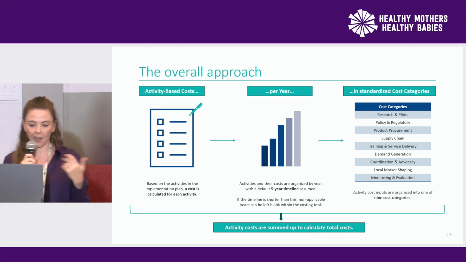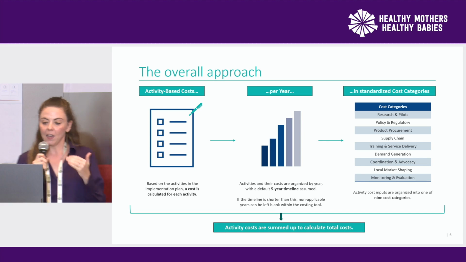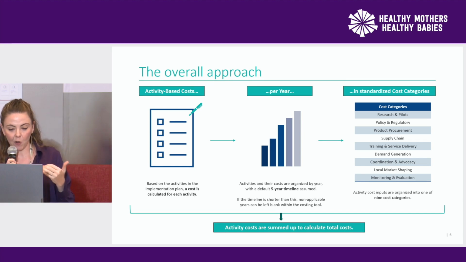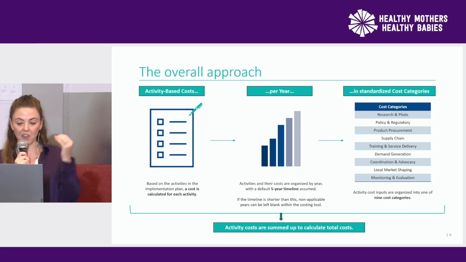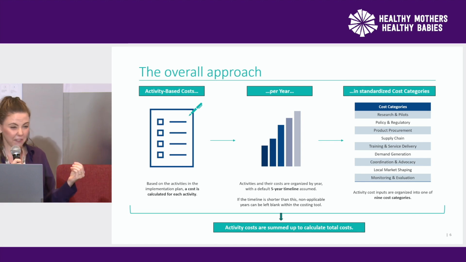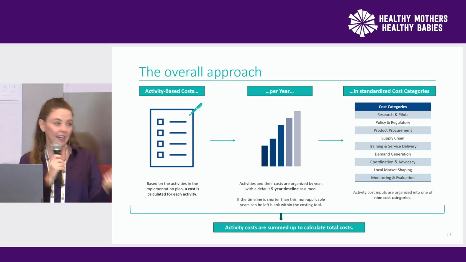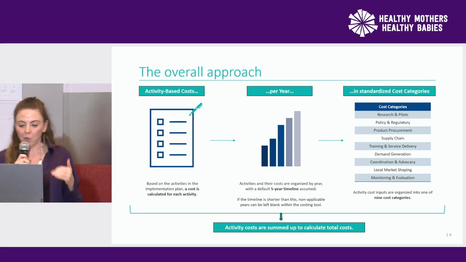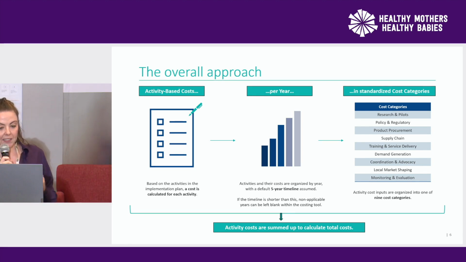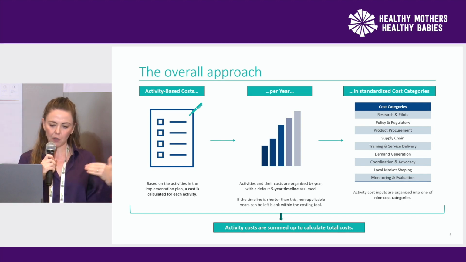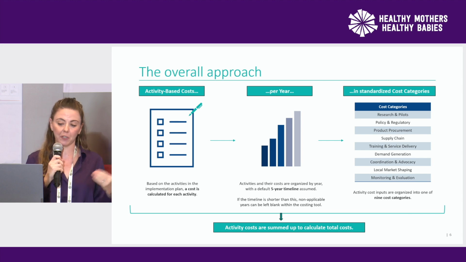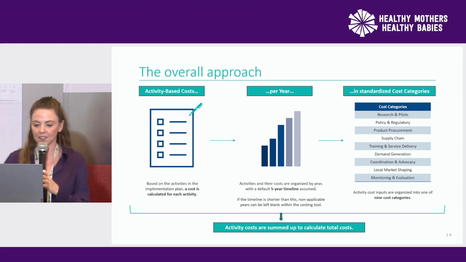And so you'll see on the right-hand part of the slide, we have several different cost categories. And within the tool, some of the cost categories have very specific calculators, like training and service delivery, whereas others are a bit more open-ended, like supply chain. And so within the tool, you'll be walked through how to calculate costs across different categories.